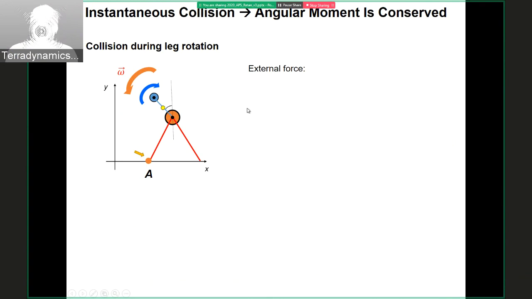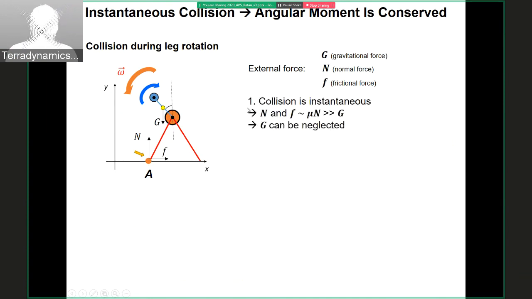At this moment, there are 3 external forces: gravitational force, normal force, and frictional force. First, we approximate the collision as instantaneous. So the normal force and the frictional force are much larger than the gravitational force, so we can neglect it.